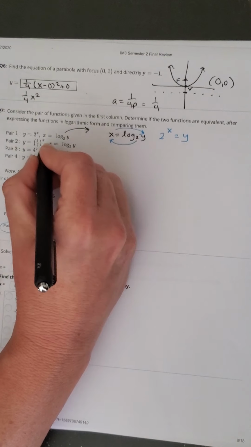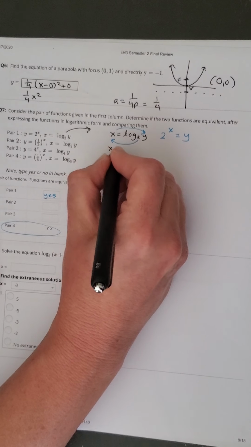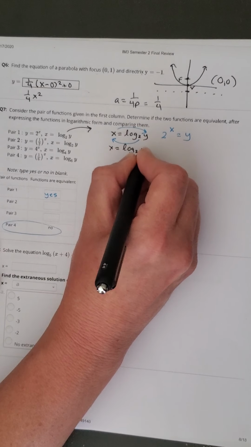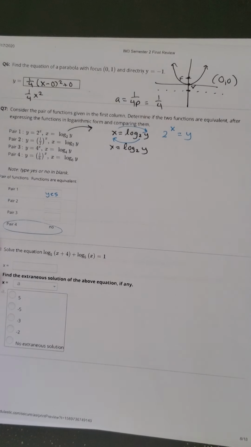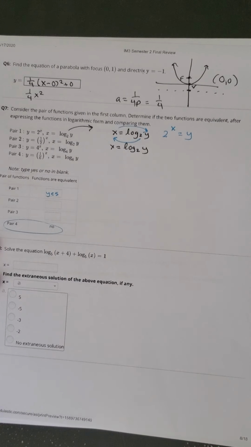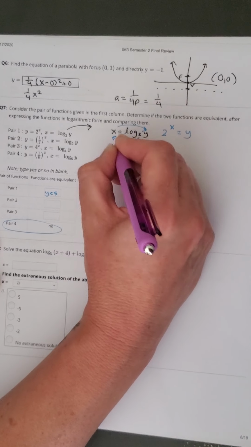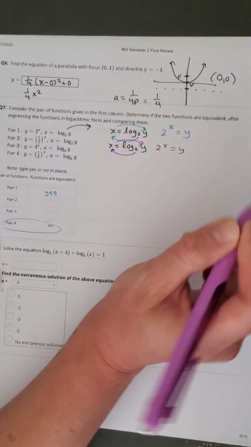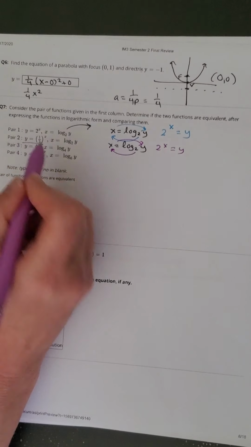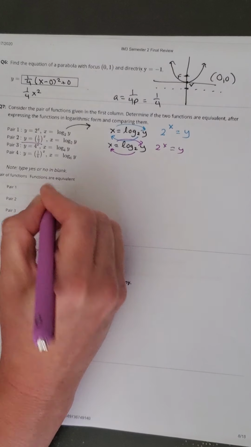Again, I want to work with my log form. X is equal to log base 2 of y. And so this time it would be 2 to the x, same thing, is equal to y. So that is not what they have here in exponential form. So this is not equal.